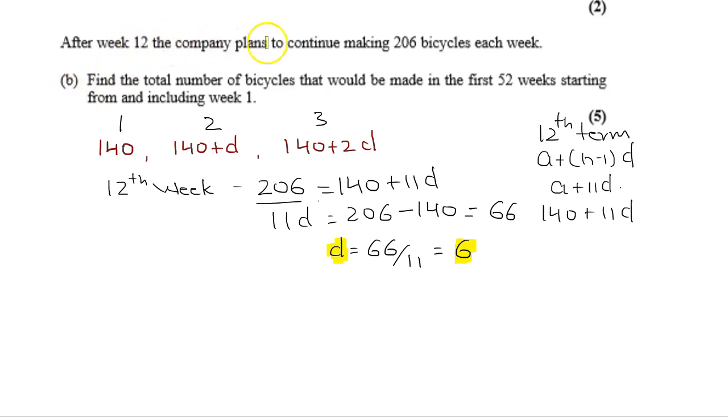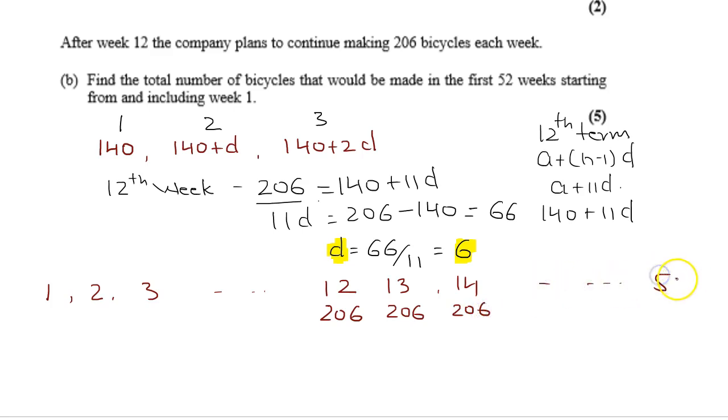After 12 weeks, the company plans to continue making 206 bicycles. So for the first week, second week, third week, and up to the 12th week, in the 12th week it's making 206 bicycles. Then the 13th week again 206, 14th week 206, till the end, which means the 52nd week it is 206 bicycles. Find the total number of bicycles in 52 weeks.